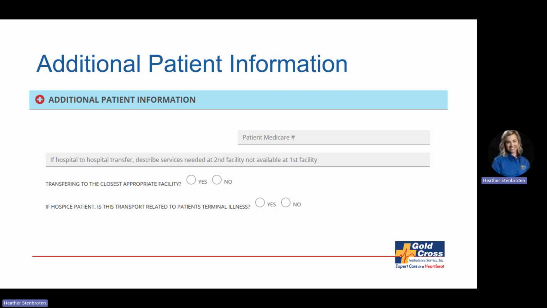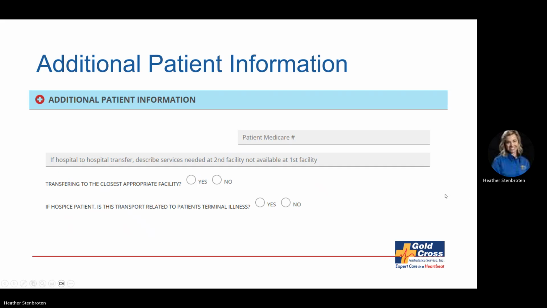And then the next one is transferring to the closest appropriate facility. If you say no, it's just going to have you fill out why you're going there. So if the patient is going there because they want to go there, maybe they're from that area, or that's where their originating doctor is, or if you're keeping it in your system and you're transporting, but it's not necessarily the closest, you need to put that in here. This doesn't mean we're not going to take it. It just tells us who to bill. So that's important there. If it's a hospice patient, just note if the transport is related to that terminal illness.